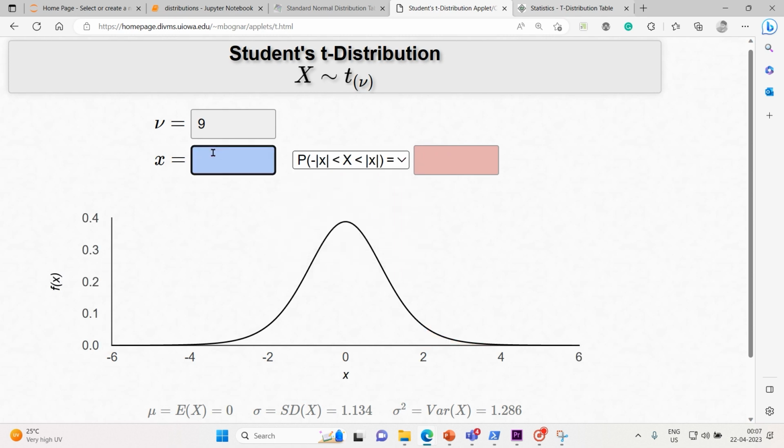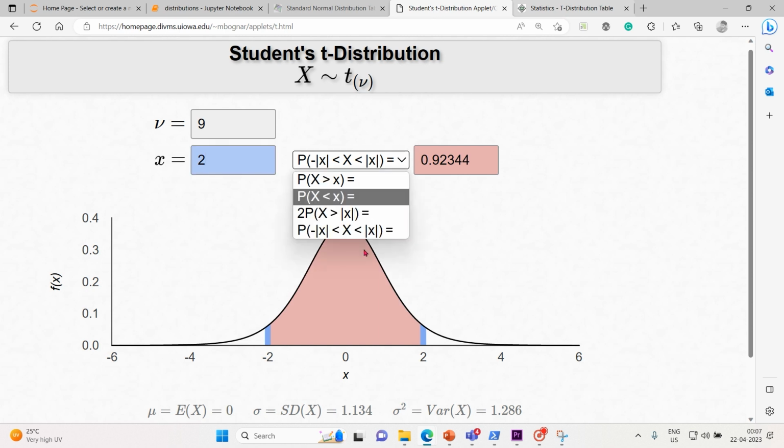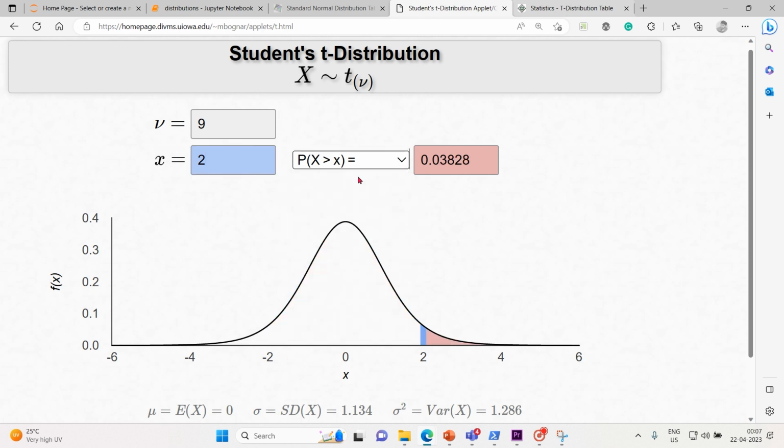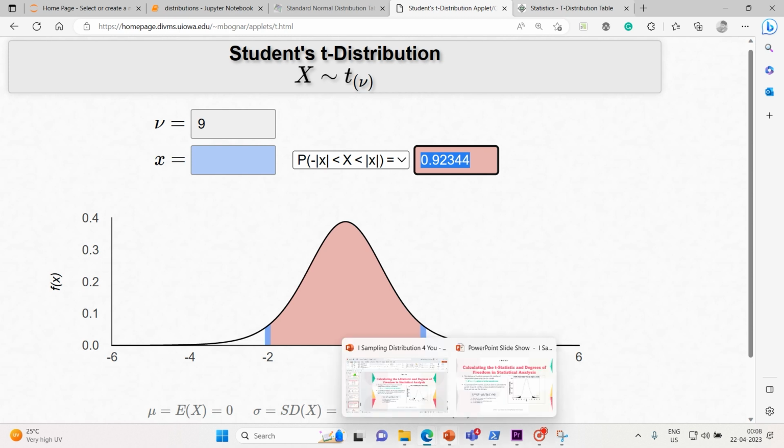Let me give some value, 2. I just want this portion from here, it's 0.03828, and if I give 2 and put it into this one, you see that it's 0.92, so a total of 0.92 is covered up here. Okay, that's what our student t distribution is.